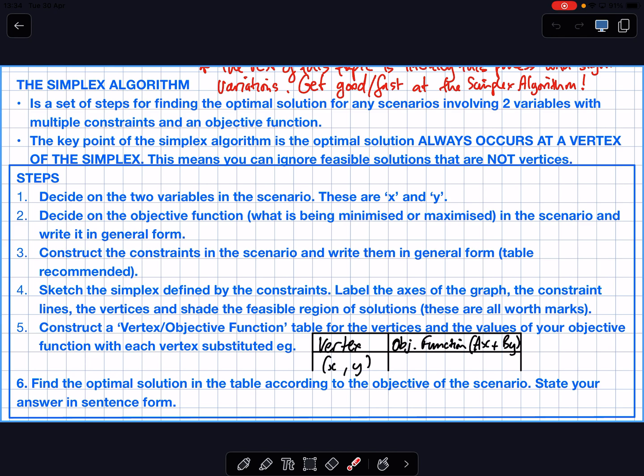So what are the steps? Step 1, decide on two variables in the scenario, x and y. Step 2, decide what the objective function is. You'll read that from the question. It's what you're asked to minimize or maximize. Step 3, construct the constraints and write them in general form. I recommend a table. Step 4, sketch the simplex, colour it in, label the axes. Those are all worth marks. Label the vertices, the corners.